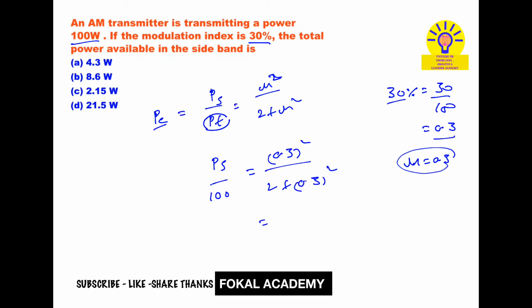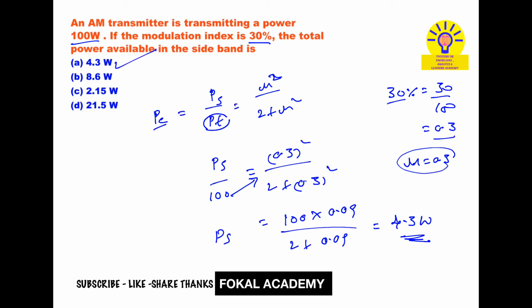So it results, bring 100 on the right hand side, then it becomes 100 into 0.09 divided by 2 plus 0.09. It results 4.3 watts. So by simplifying that, we get sideband power is equal to 4.3 watts. So from the options, that is the correct option. Come to the next problem.